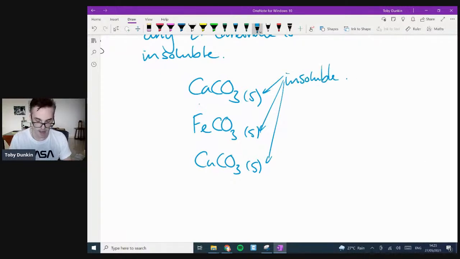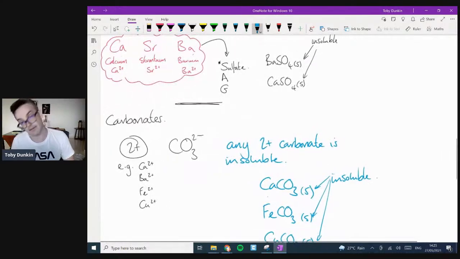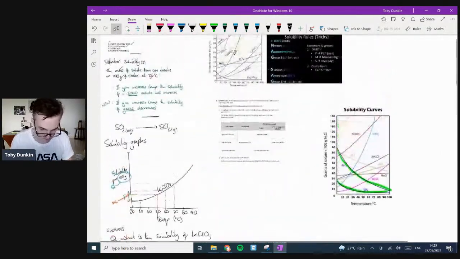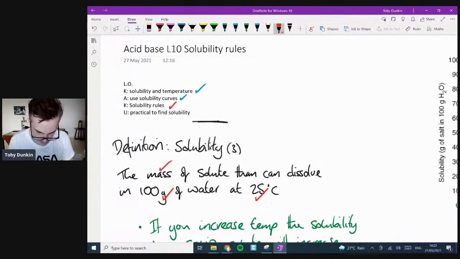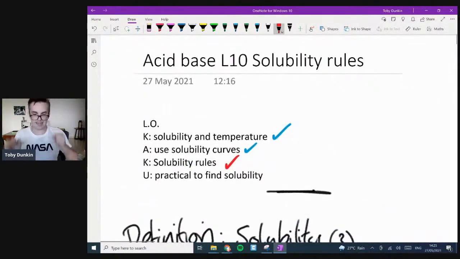Insoluble. And guys, we're done. Let's go back to my learning objectives. Solubility rules. Tick. Done. And yes, it's a pain because you've got to learn them. I'm sorry, everybody. It's just the way it is.